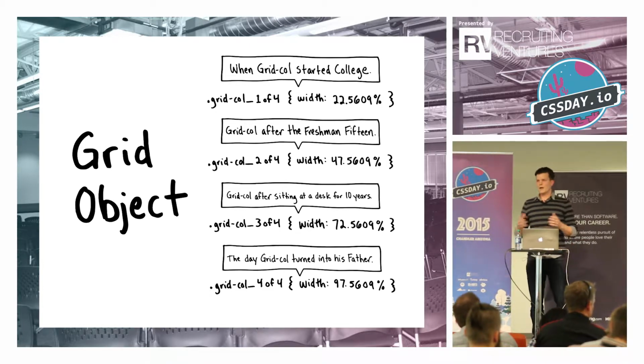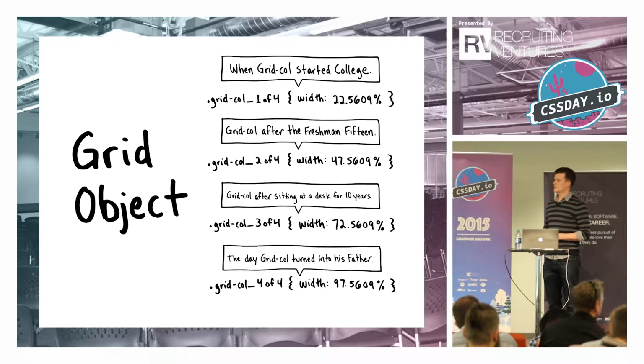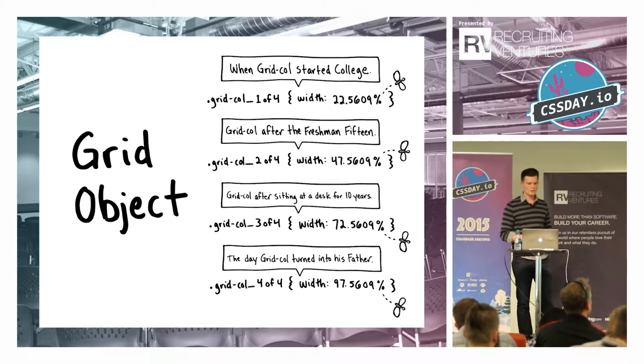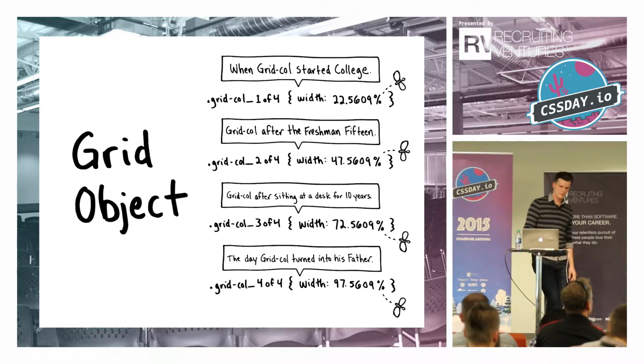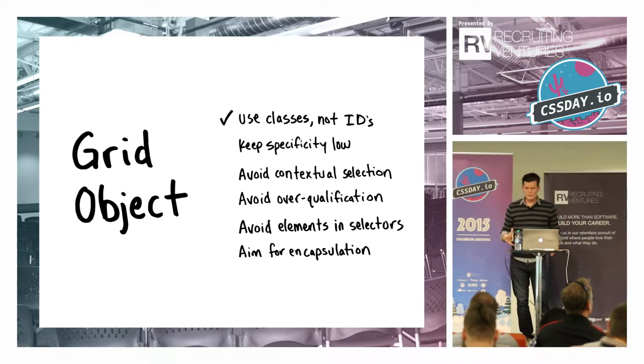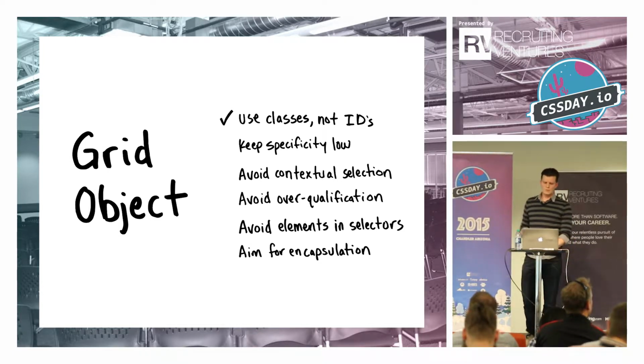At the end of the day, every selector in this object is a single class. That's really nice, right? It's a very flexible thing, and there's only one class for each selector. We got a lot of Bs there that we got to deal with, and we'll get to that. So is our object good? Let's test it out using our objectives.